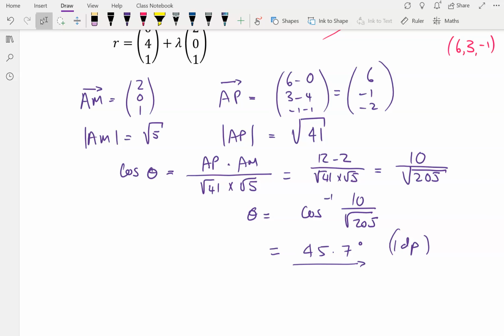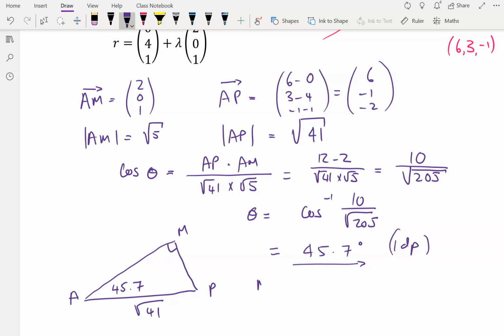So having got that, what have I got now? Basically, I have a triangle that looks like this. There's the point A, there's the point P, there's the point M. No, it's not looking like that at all. It's looking like this. That's perpendicular. This is P. I know that this angle over here is 45.7. I know this distance here is the square root of 41. And the shortest distance from the point P to the point M is going to be that distance over here.